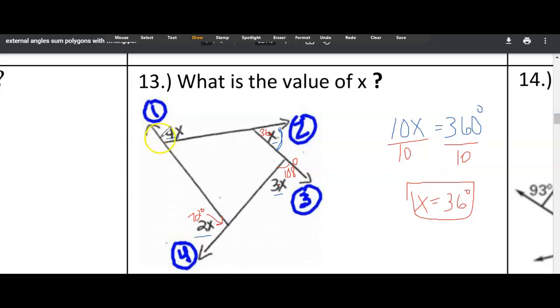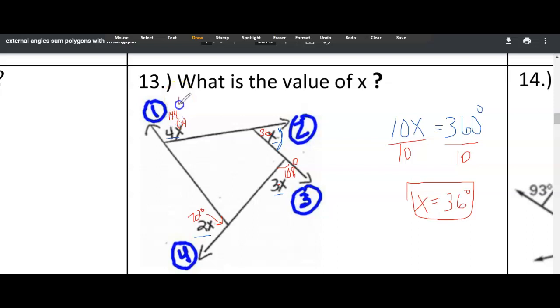Now let's find this last angle. This is 4 times x, so 4 times 36. Go ahead and do that real quick. These are parentheses. So 4 times 36. Good, it's 144 degrees. So let's add those up.